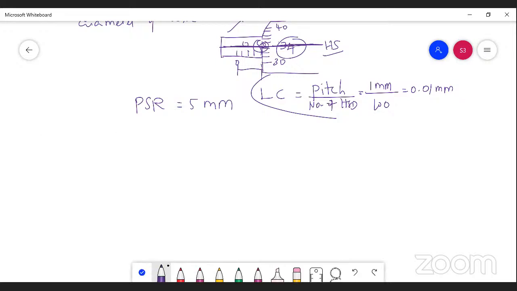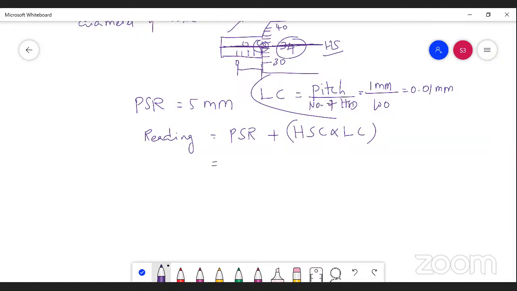So okay, no problem. And next one is, what is the reading formula? Reading is equal to pitch scale reading plus H scale reading. H scale reading is equal to H scale coincidence into least count.